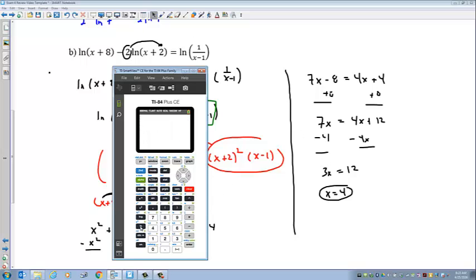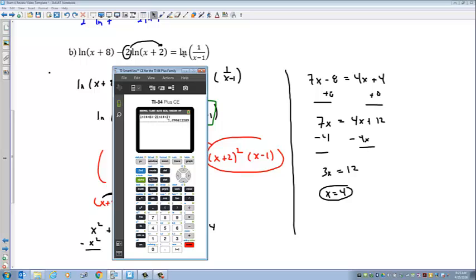So since it's an ln, we have that button. So we have ln of (4 plus 8), in parentheses, minus 2 ln of (4 plus 2). And then we'll hit enter, and it spits out this number, negative 1.09, and so on.